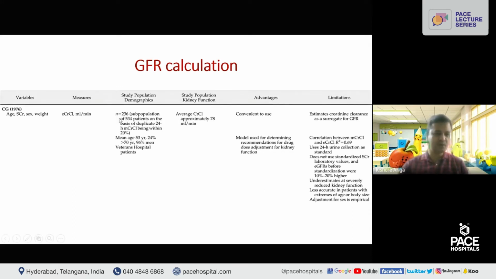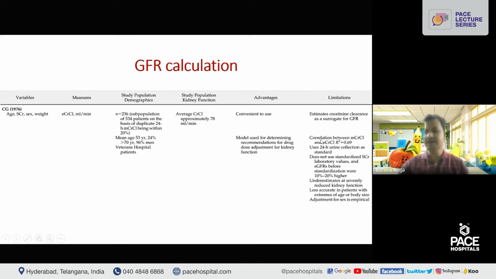First one is the Cockcroft-Gault formula, which was developed in 1976. The parameters which are used are age, serum creatinine, sex, and weight. And it was derived from a small subset of population of 236 patients. The advantage is that it is convenient to use, and this is the predominant formula which is used till now for dosage adjustment in kidney dysfunction.